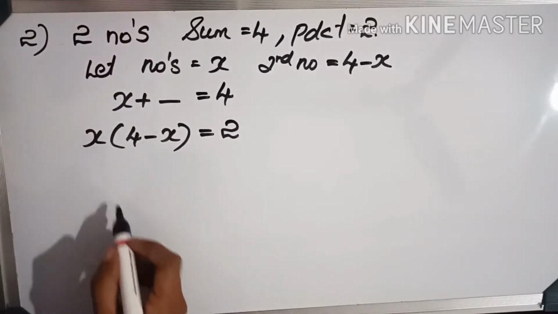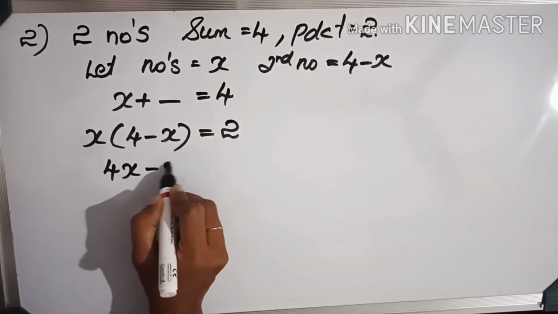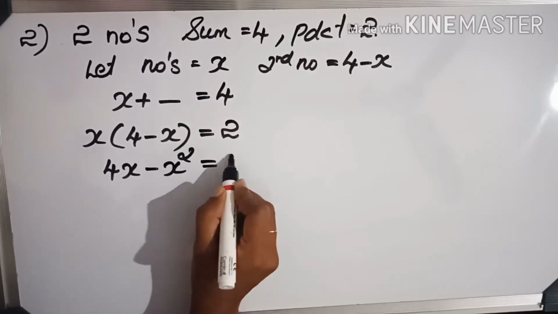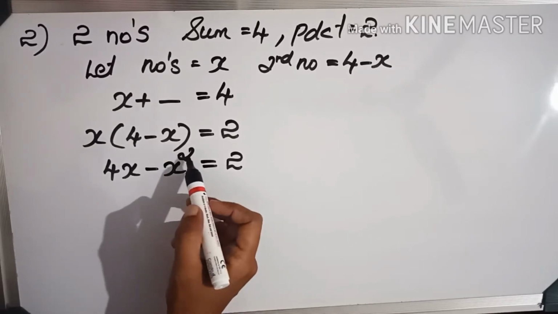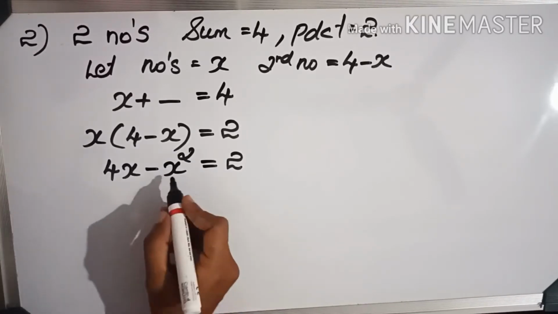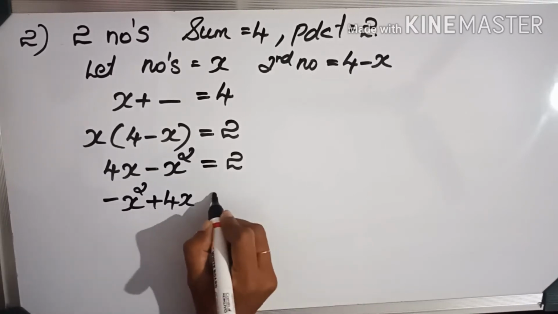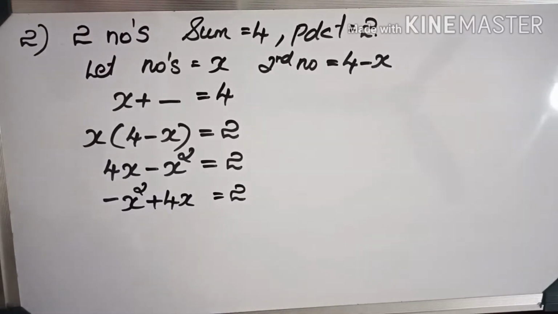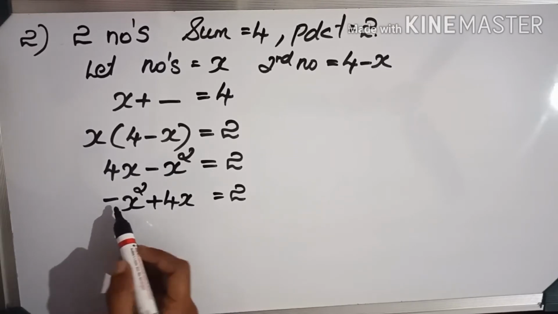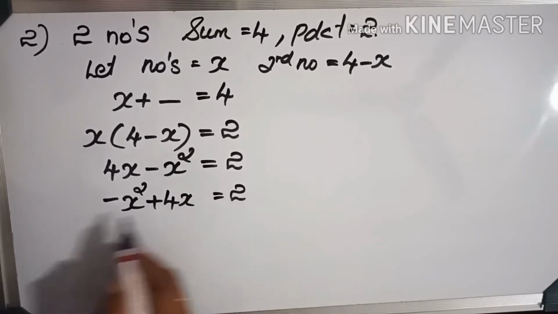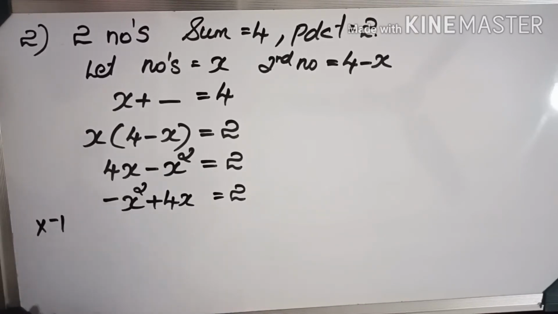Now let's open the bracket. x into 4, that is 4x, minus x into x, that is x square, equal to 2. Now let's arrange this equation. It is always better to have the square term first. So minus x square plus 4x equal to 2. Here the negative sign comes. In order to avoid that, let's multiply this equation by minus 1.